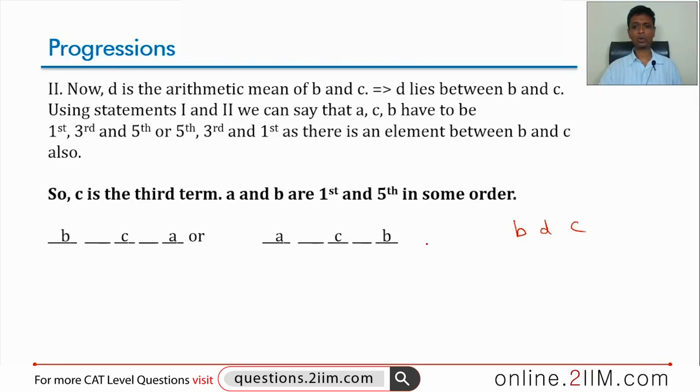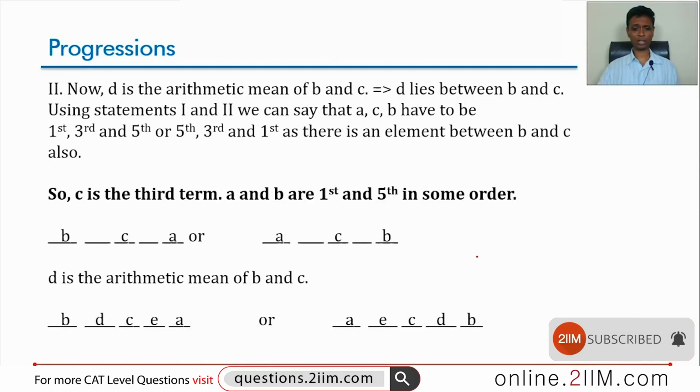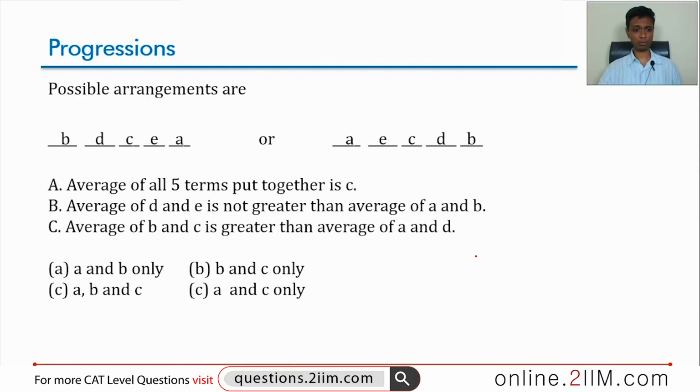Now we know D lies smack in between B and C. So this could be D or this could be D, and this is E. The terms are either B, D, C, E, A or A, E, C, D, B in that order. We've just done this digitally, completed the whole grid. Now let's go to each of the statements.